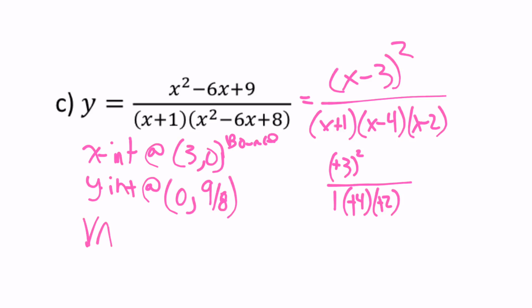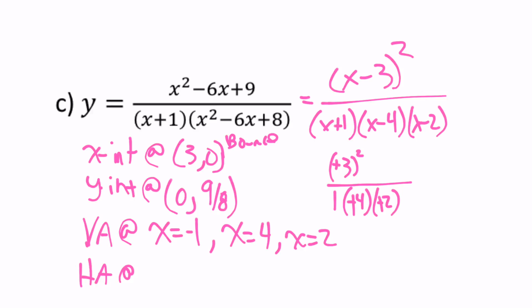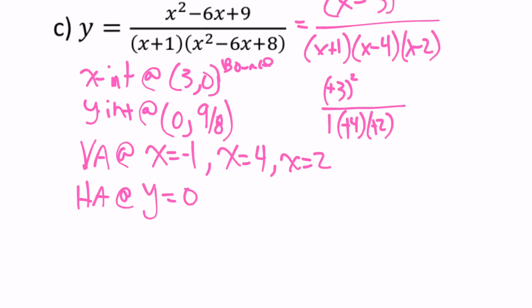Vertical asymptote will occur at x equals negative 1, x equals positive 4, and x equals positive 2. Horizontal asymptote will occur at y equals 0 because the degree of the denominator is greater than the degree of the numerator. And that is always going to make your asymptote at 0 when that happens.